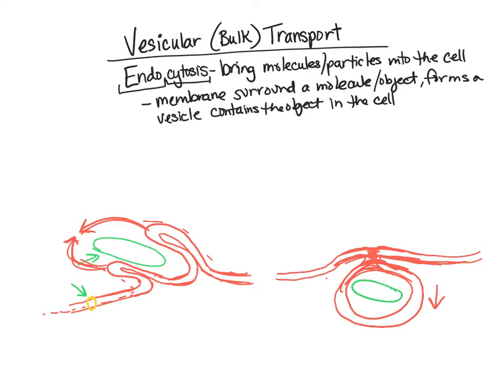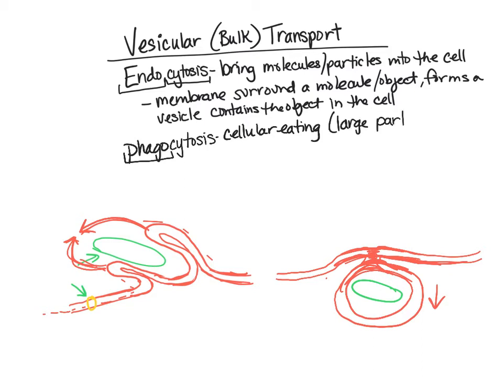Now this is an example of endocytosis, where we're bringing molecules or particles into the cell. Now we have three different types of endocytosis. The first type, and the one that I just illustrated, is phagocytosis. Phago is related to eating. This is called cellular eating. And when we're talking about cellular eating, we're engulfing large particles like bacteria. So that would be phagocytosis, which is what we just illustrated here.